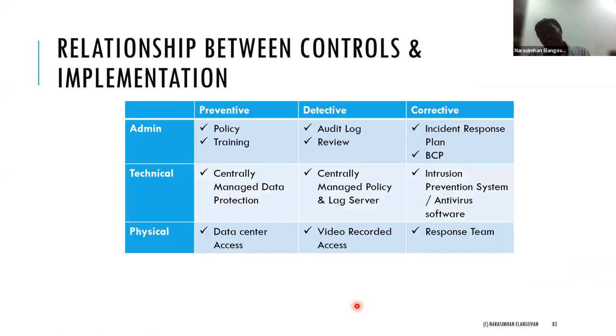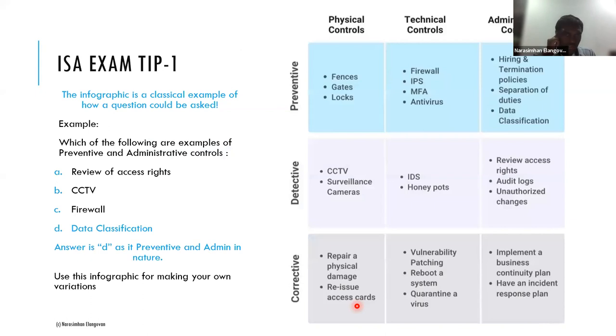There's a classical example of how questions can be asked in examination. Controls: admin, technical, physical. On top, you have preventive, detective, corrective. A combination of these is where they can ask you a question. Example: which of the following controls are detective and technical in nature? One of the options will be centrally managed policy or log server. The rest could be any combinations. So any combinations, they can pick up. And I think I posted this in the WhatsApp group earlier as one of the examination tips.